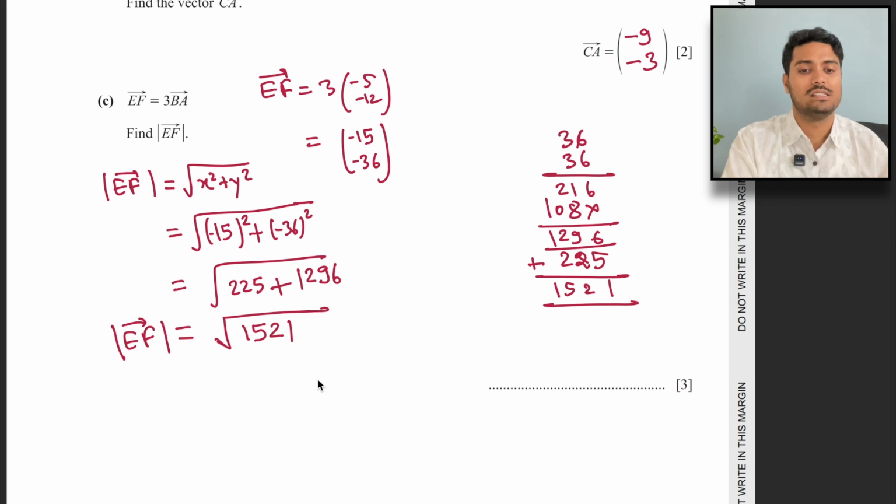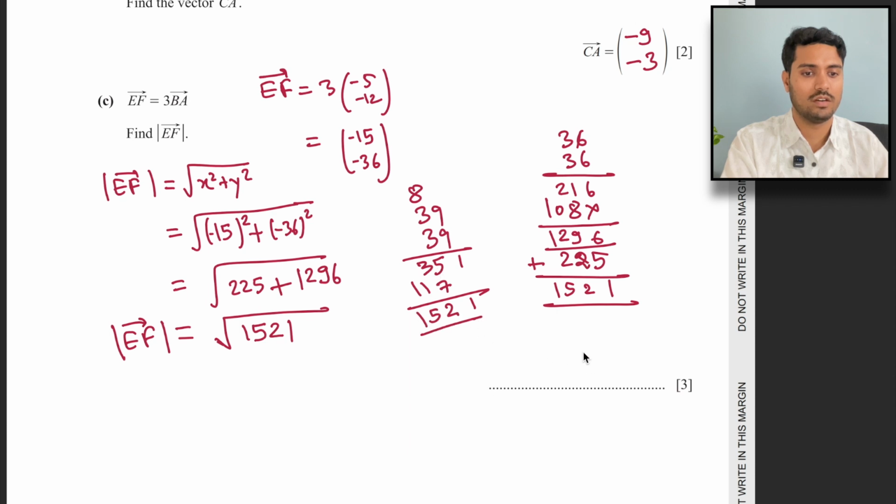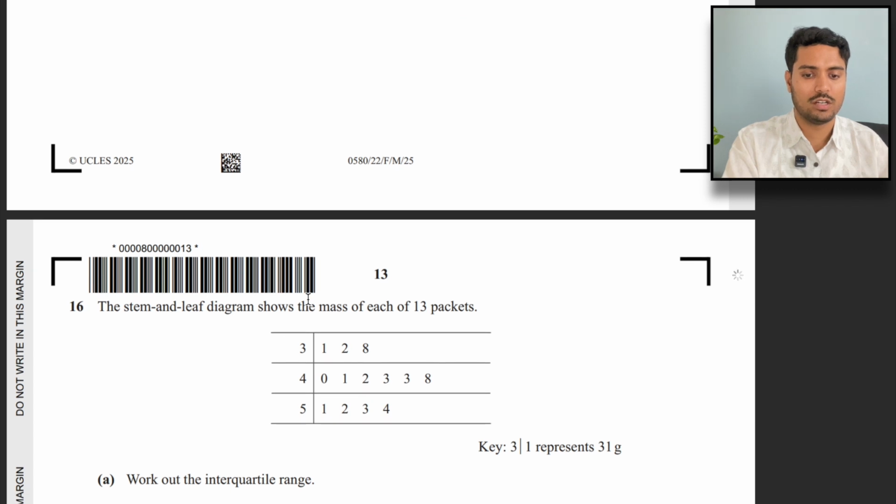Now the square root of 1600 is 40. Let's check for 39. So 9 9s are 81, 1 and carry 8, 9 3s are 27, plus 8 is 35, 9 3s are 27, 7 and carry 2, plus 3 is 5, 9 3s are 27, plus 2 is 29. So 1521, yeah, so that's 39. 39 is the answer. Let's check the other question.